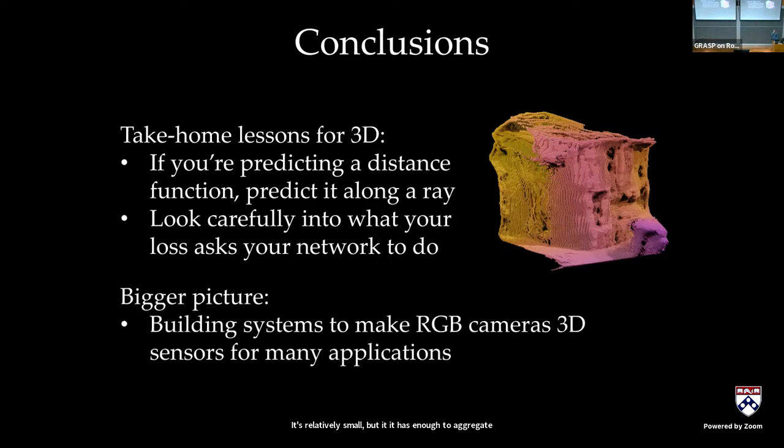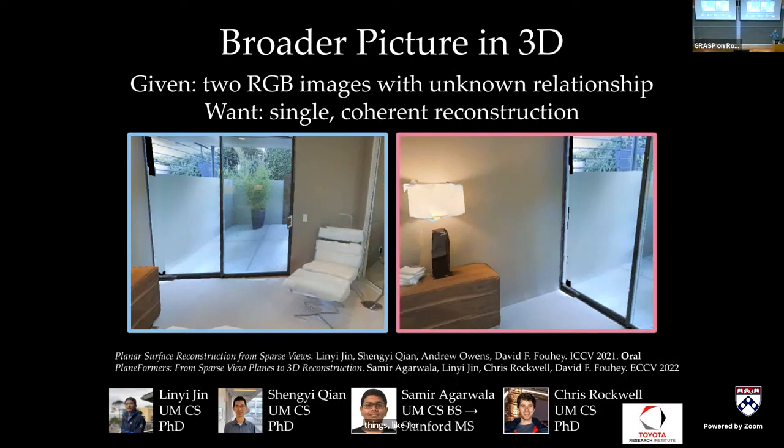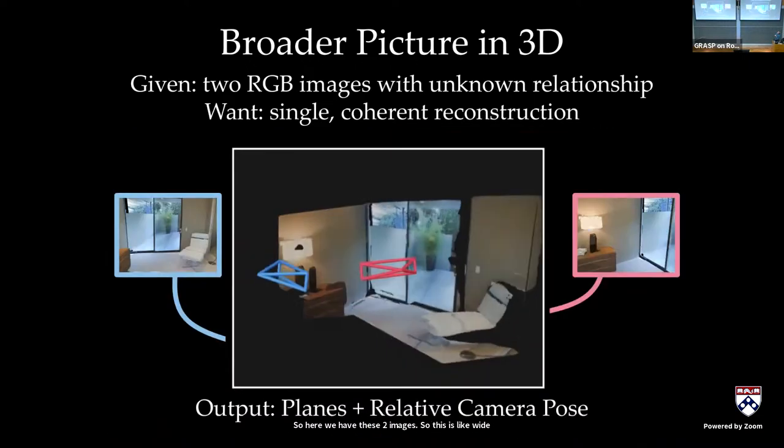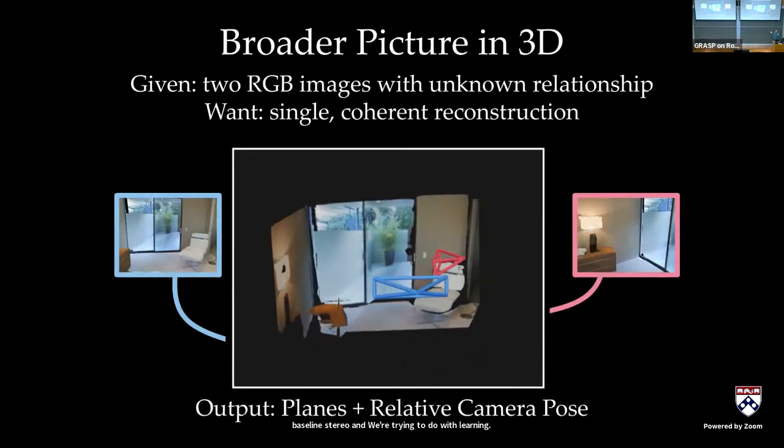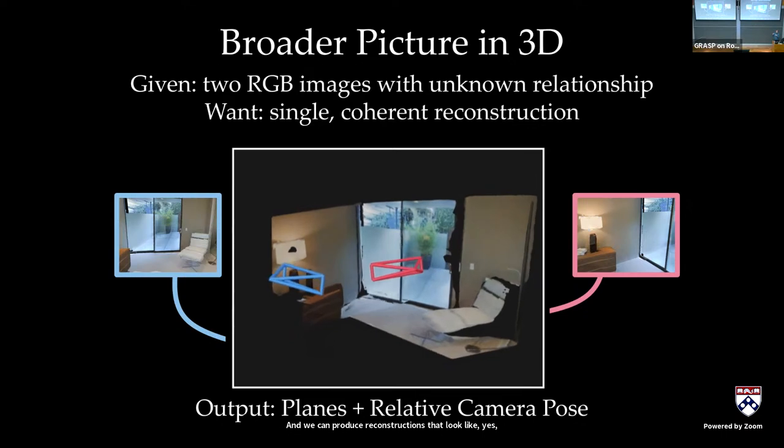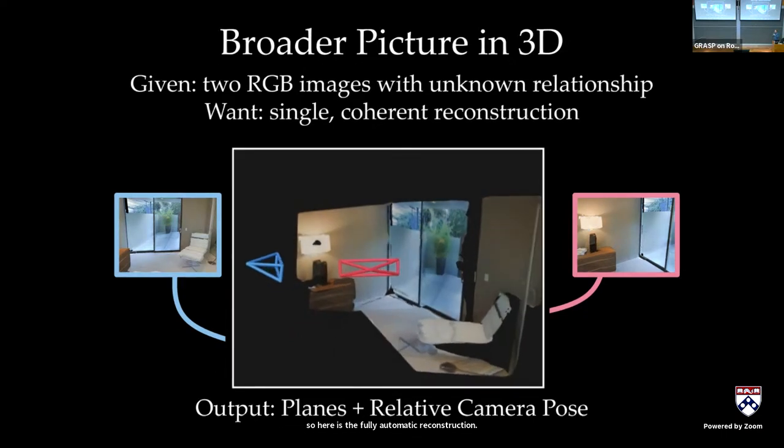The other bigger picture thing that I'm doing is trying to build systems that make RGBD cameras or RGB cameras into 3D sensors for lots of applications. We're trying to do lots of different problems in this space, including taking two pictures with an unknown relationship and producing a reconstruction. Here we have these two images. This is like wide baseline stereo, and we're trying to do it with learning, and we can produce reconstructions that look like this. Here is the fully automatic reconstruction. We figure out what the cameras are, we figure out their relative pose, and we do the reconstruction all in one go.